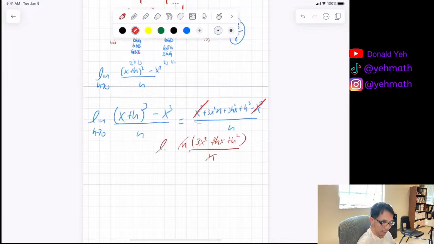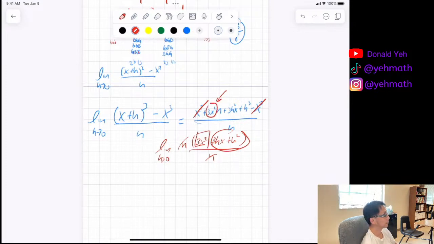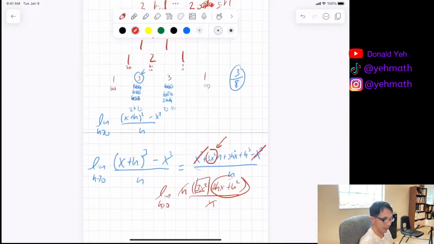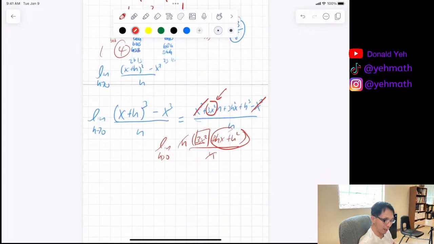So h cancels out, and as h approaches 0, all of this goes away. The only term that matters is right here, and that's the derivative of x cubed. It turns out the only thing that matters is the second number in that row of Pascal's triangle. Do you see that? So this 3, and the next one is going to be 1, 4, right? The next one is going to be 4.